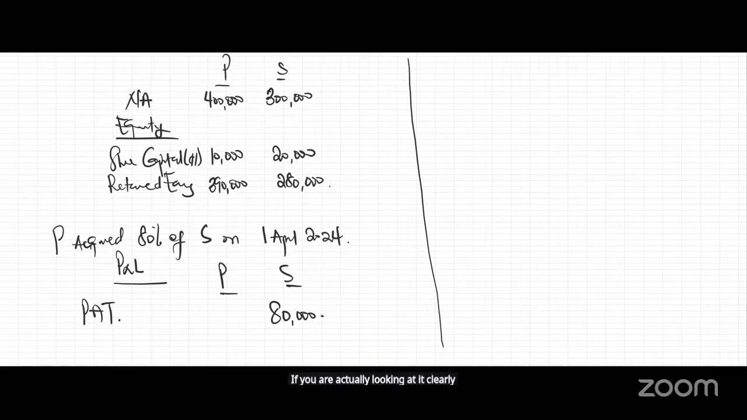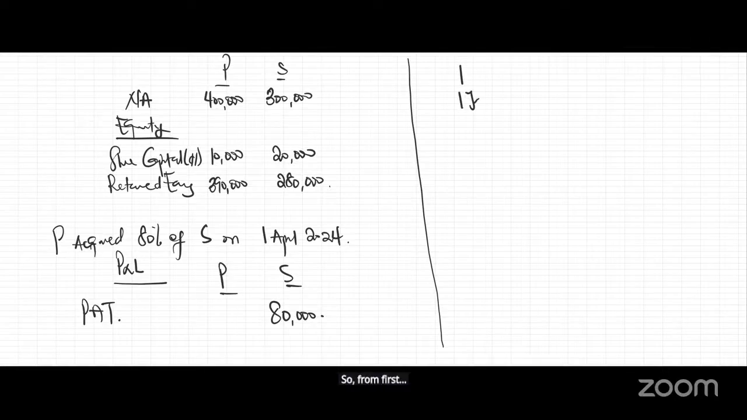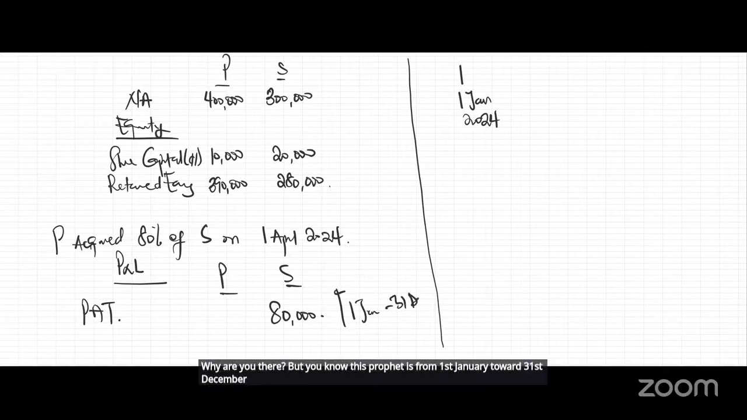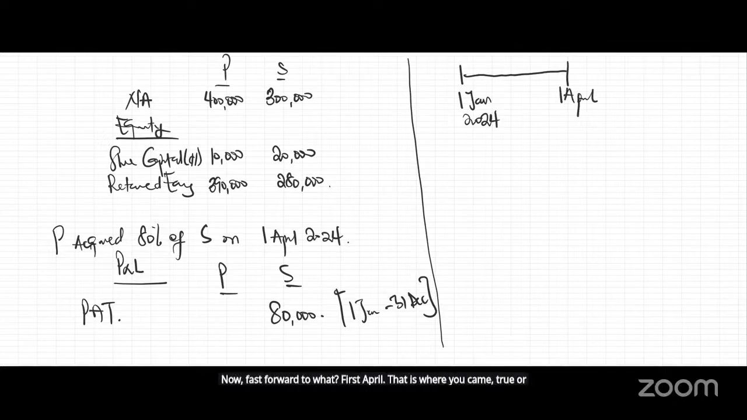If you are looking at it clearly, this is what it means. From 1st January 2024, were you there? No. But you know this profit is from 1st January to 31st December, true or false? So as at 1st January 2024, the girl was doing her own thing. You didn't know her. Now, fast forward to 1st April. That is where you came. True or false? Yes. Now, if we go then to 31st December, were you there? You are with her, right?